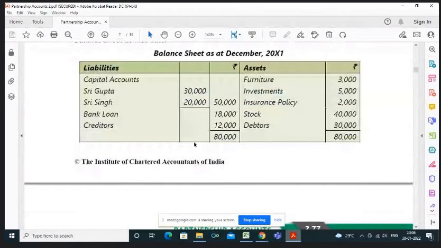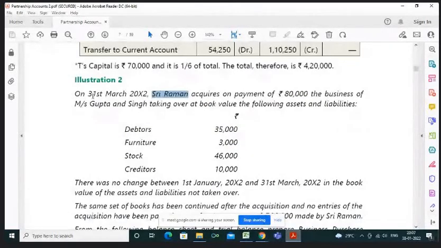Sri Raman means what? It's a proprietor only. It's not a limited company. It's not a partnership firm. So a sole proprietor, one single person, when he purchased on 31st March 2012.